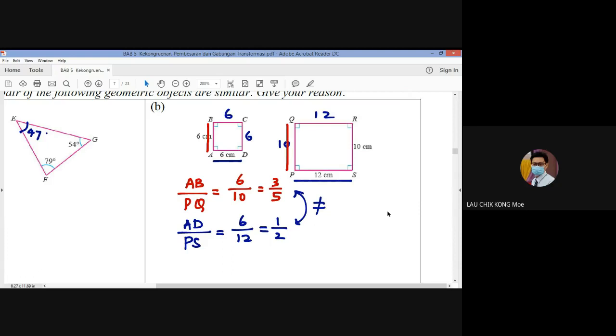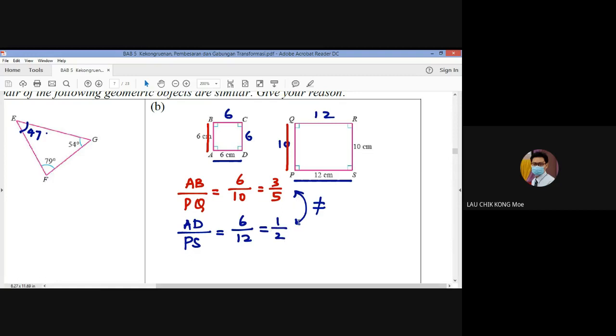Tak boleh, mesti sama. Okay, so di sini saya guna AB. AB is 6 cm divided by PQ. PQ is 10. So 6 over 10 equals 3 over 5, the ratio. And then AD, because I use a blue color now, just now I used a red color, right? So that you can recognize well. Okay, AD is 6 cm and PS equals 12. So AD over PS, 6 over 12, so you will get 1 over 2.